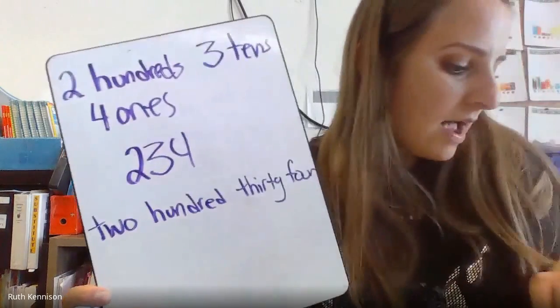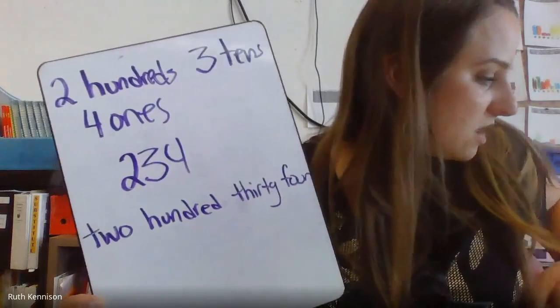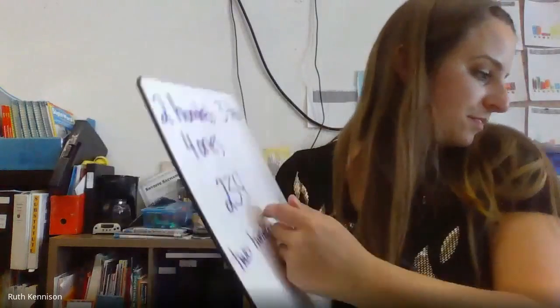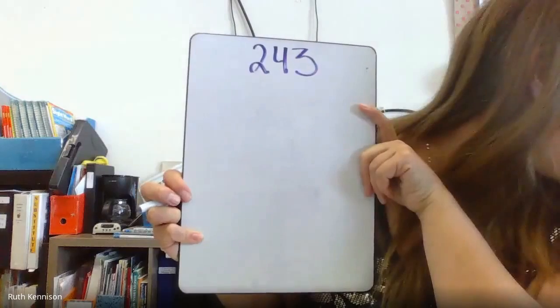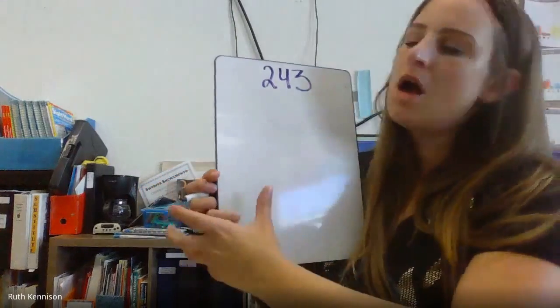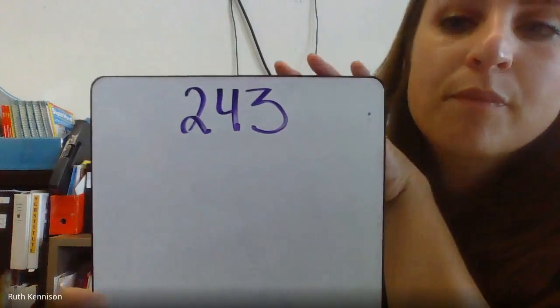All right. So let's talk about another number, putting different numbers in different place values. So let's see, if I had the number 243 written right there in standard form, how many hundreds are in that number? How many hundreds are in that number?